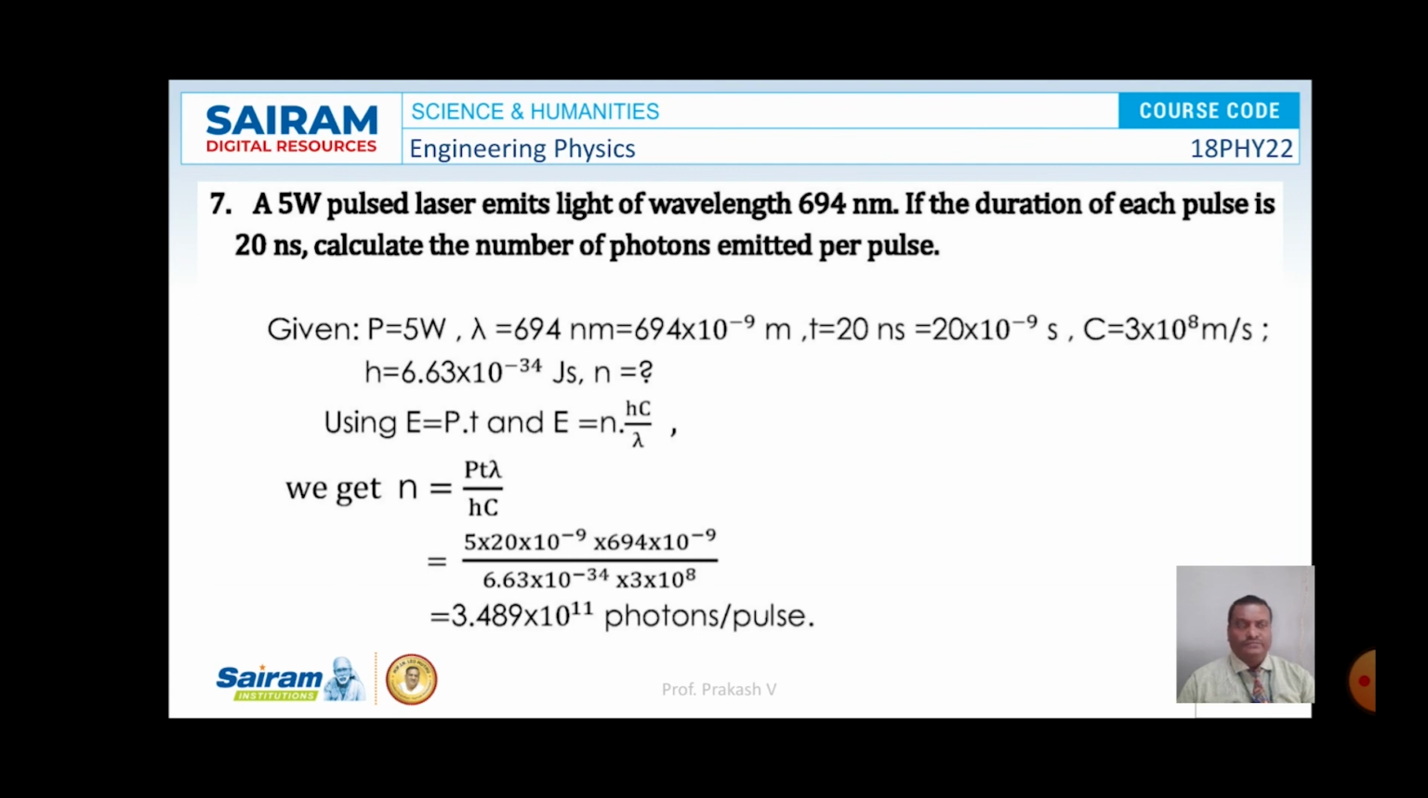joule second. So we know that E is equal to P into t, and further E is equal to N into hc by lambda. Therefore N is written as Pt lambda by hc. So substitute the value of Pt, lambda, h and c here. On simplification the value of N is 3.489 into 10 to the power 11 photons per pulse. So this is the solution for the given problem.